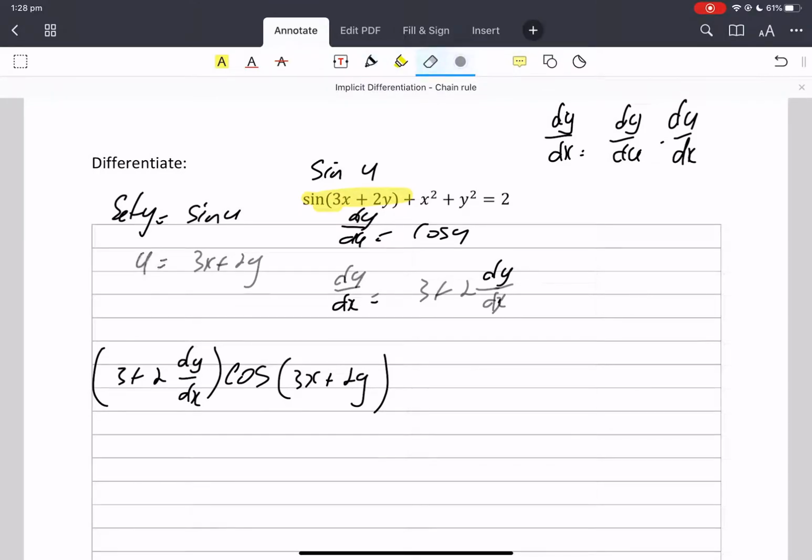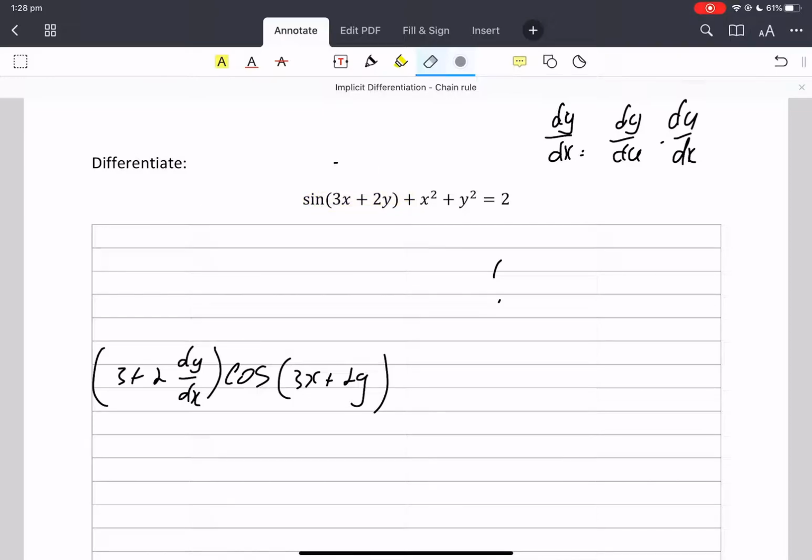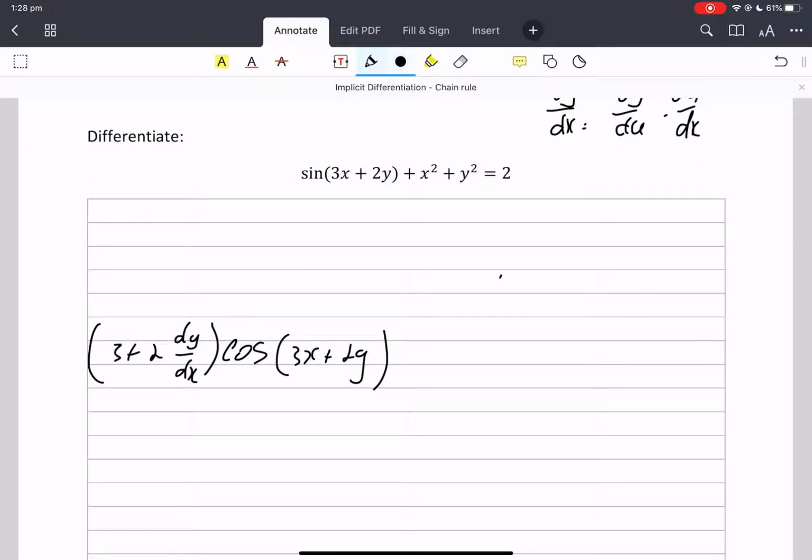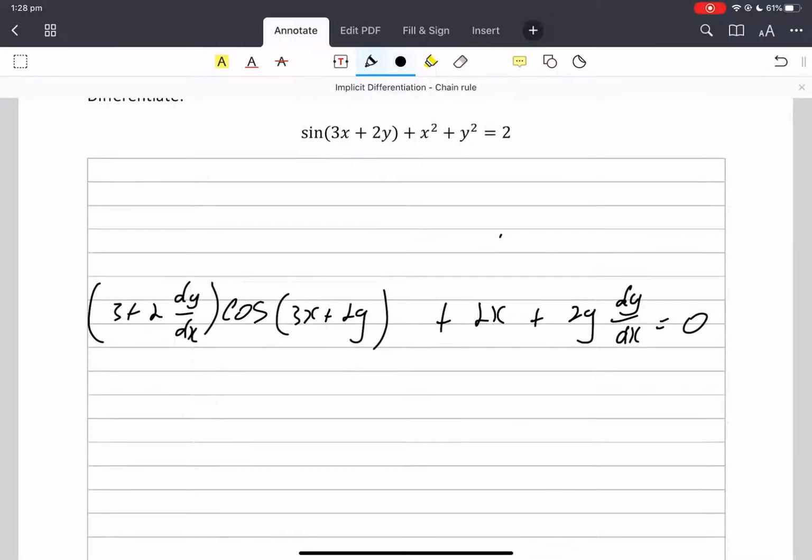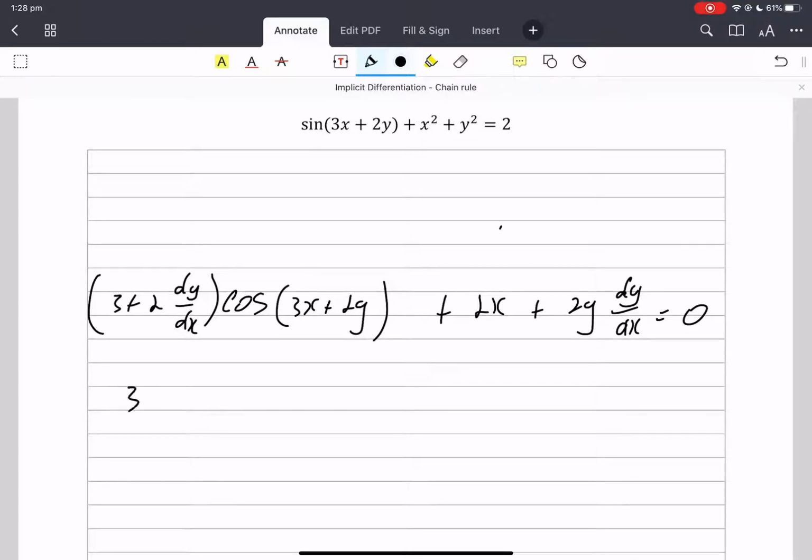You know what? We're big boys and girls now, got our big boy pants on. Don't really need a lot setting out. It's just a pretty straightforward rule, isn't it? Okay, and then we're differentiating the 2x, and then with the 2y dy/dx equals 0. Clearly we're still just looking for this dy/dx, but we've got two of them, so we're going to have to expand this bracket, so that's going to be 3 cos plus 2 cos.